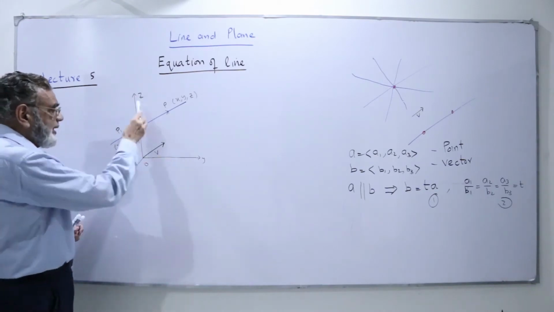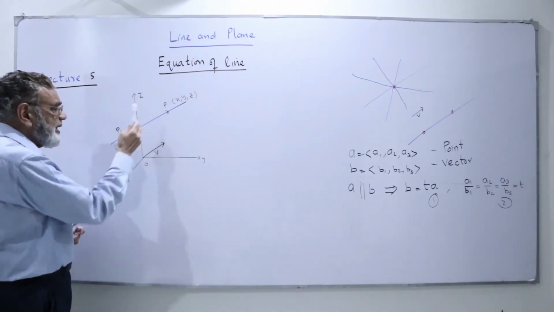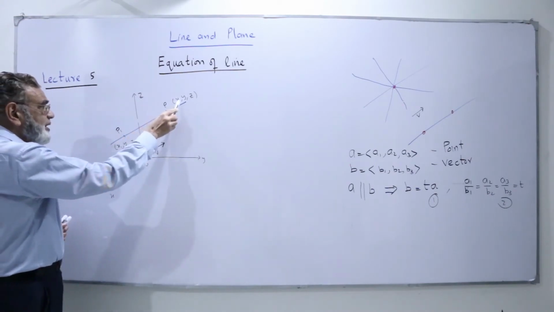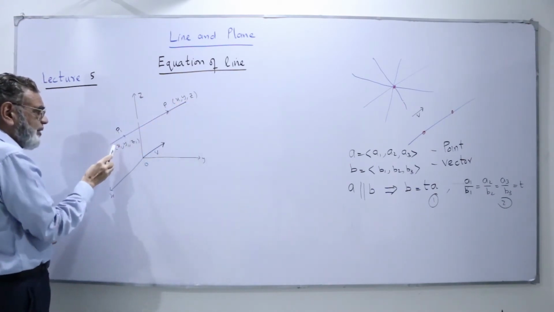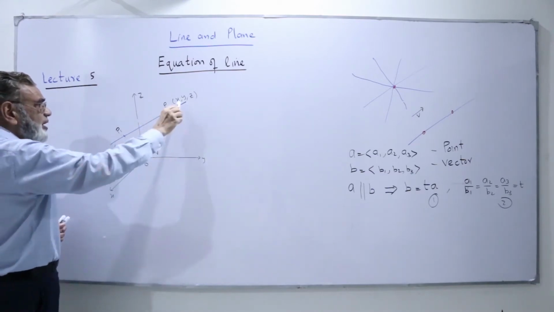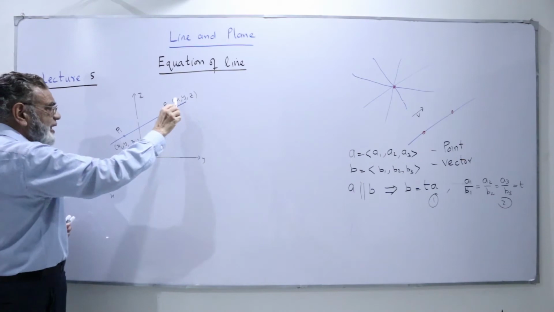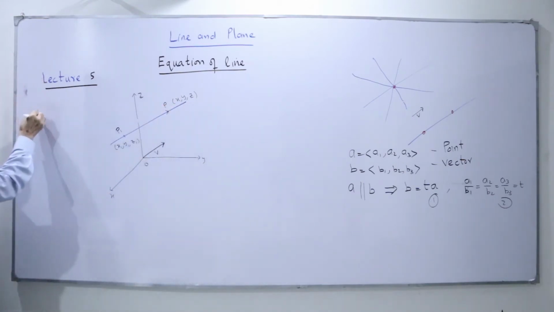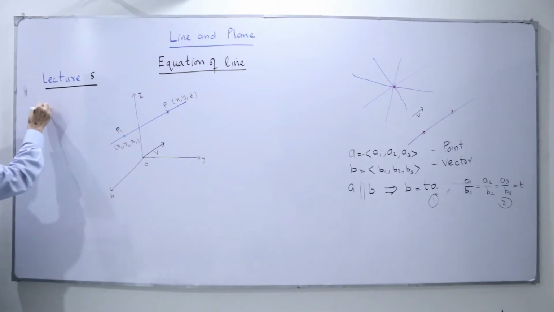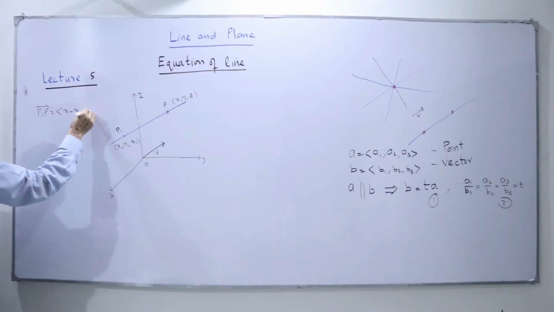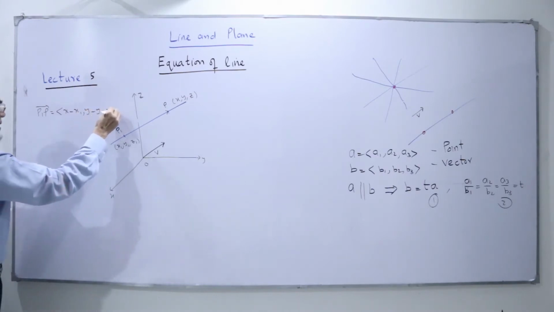In my xyz space, 3 dimensions, we take here point P1. Point P1 is x1, y1, z1. This is the fixed point. And this is any point on the line, we say point P, x, y, and z, any point on the line. So we can find this vector P1P. P1P is a vector equal to x minus x1, y minus y1, and z minus z1.